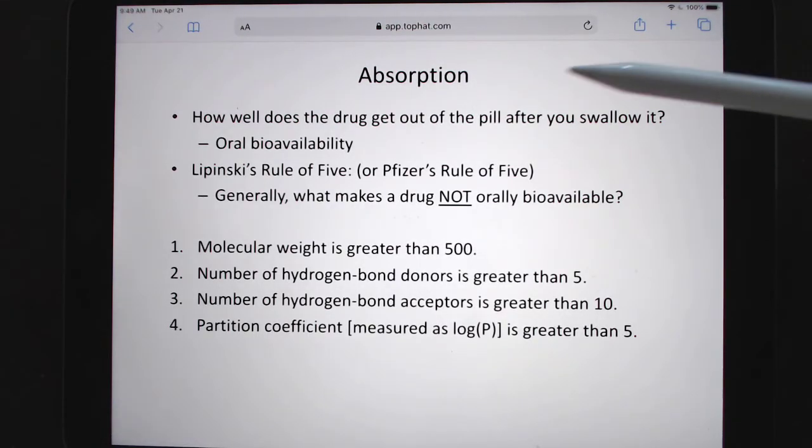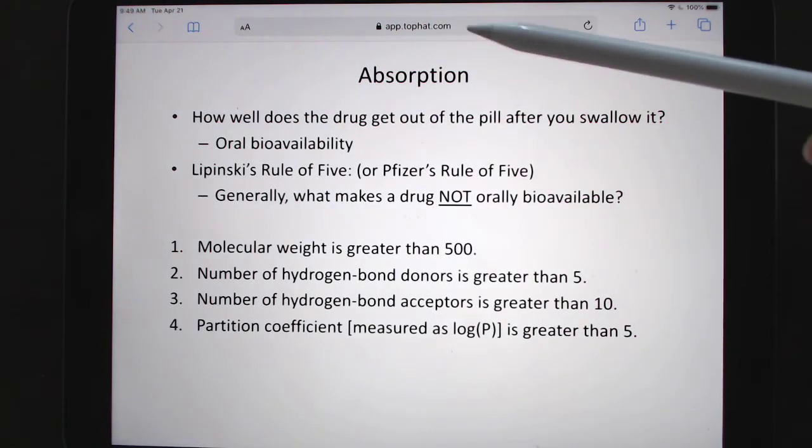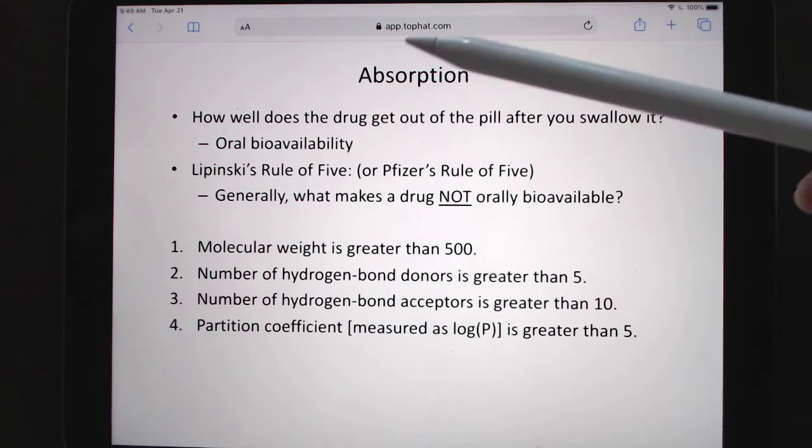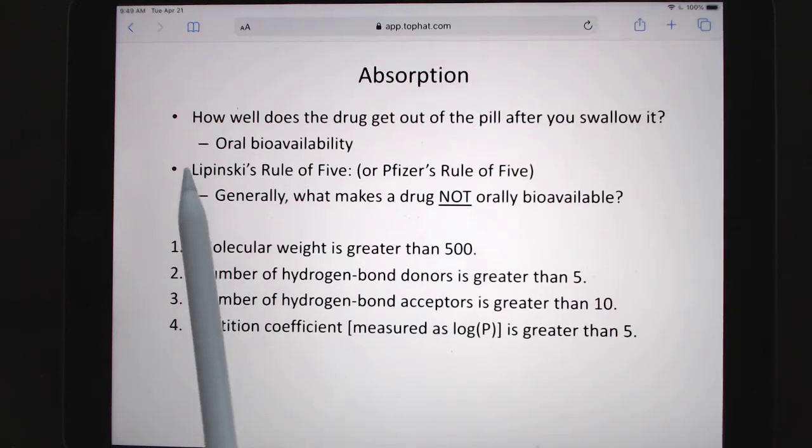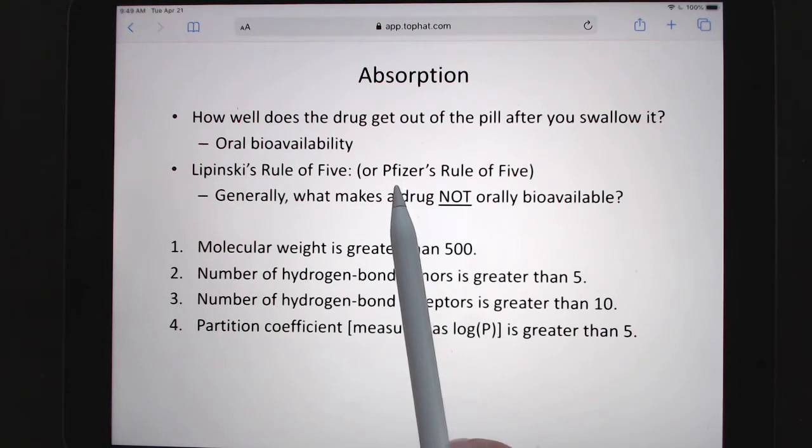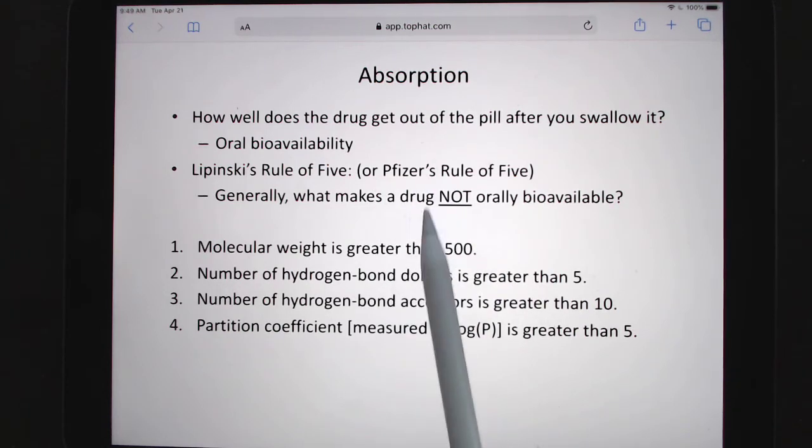So if you're going to take a pill, after you swallow it, this is the absorption, and so there's Lipinski's rule of 5. Sometimes it's called the Pfizer's rule of 5 because he worked at Pfizer. He was a medicinal chemist for them, and this isn't a rule or anything like that. It is simply something that he had noticed and published on, and it's not a Bible. It's not a law. It's just guidelines.